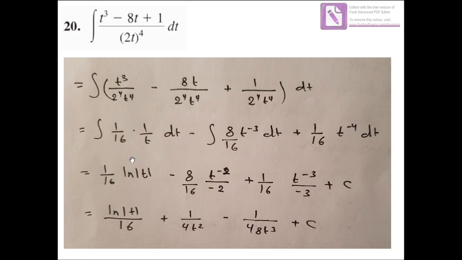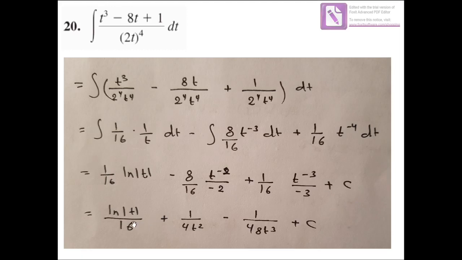So now here we have the integral of 1 over 16, 1 over t. 1 over 16 is just a constant. The integral of 1 over t will be ln absolute value of t, minus 8 over 16. The integral of t^-3 will be t^-2 over minus 2, plus 1 over 16 is a constant. The integral of t^-4 will be t^-3 divided by minus 3. Then we add the constant c.